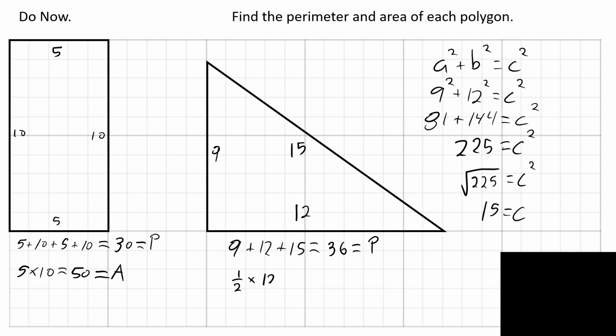Area. Well, if I just did 12 times 9, I'd get the area of a rectangle. But of course, the triangle only takes up half of that area. So I need 1/2 times 12 times 9. And so that will give us 6 times 9, which is 54. That is the area of the triangle.